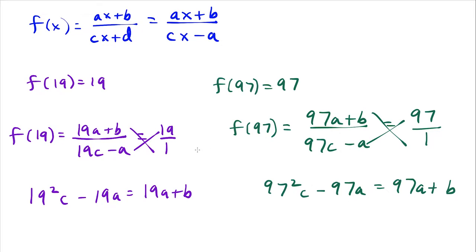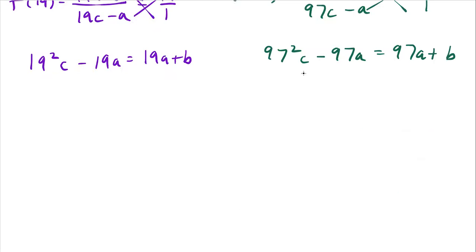And now what we could do from here is make this into a system. Now we could rearrange these equations. We could write the second equation here as 97 squared c equals, and when we add 97a to both sides, that's going to make 2 times 97a, because we're going to combine those together, plus b.